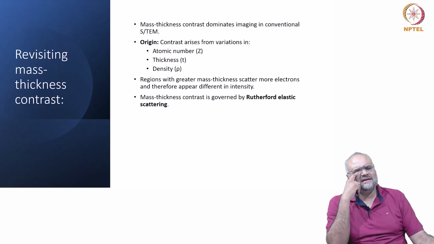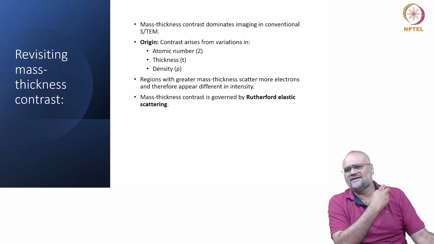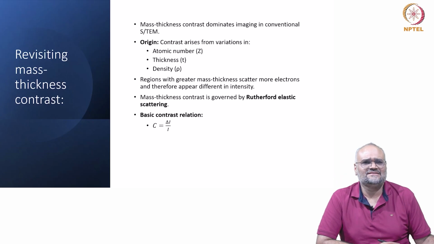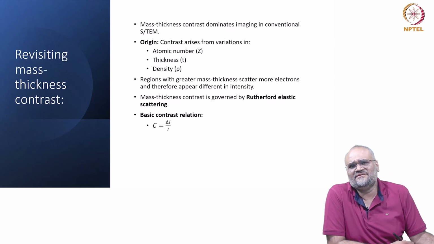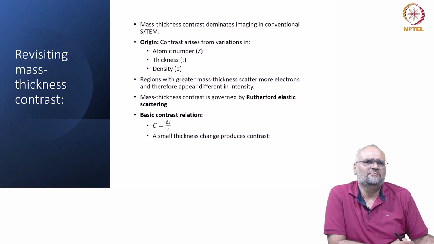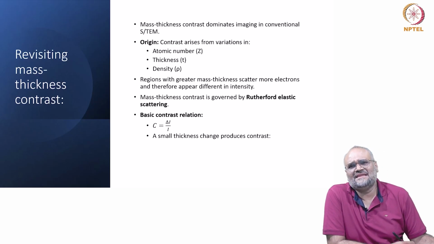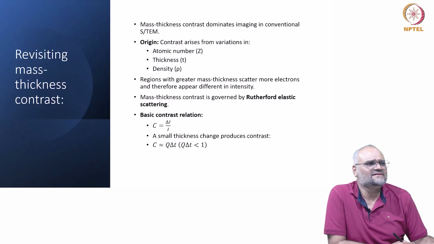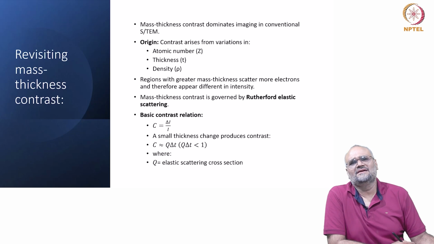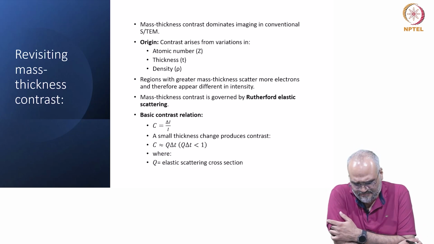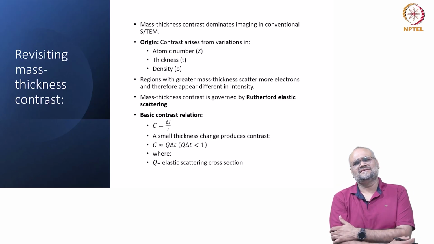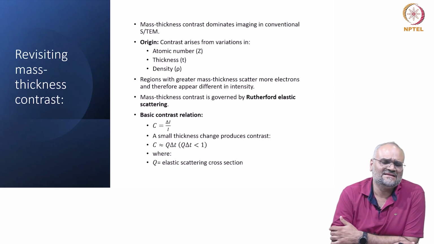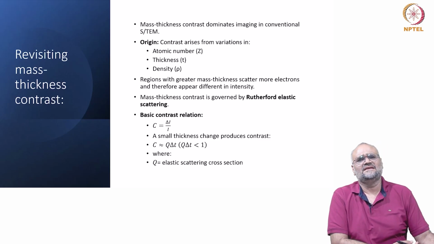You have the probability of scattering, which is called the scattering cross section, and the basic contrast relation can be written as: if I have contrast as C, and delta I is the difference in the intensity versus I being the background intensity, the small thickness change or the mass change produces the contrast, and it is a function of this particular variable, the elastic scattering cross section. You can write it as sigma or you write it as q. The whole idea is, when I have a variation in the mass and the thickness, there is a change in the intensity and it is reflected in the image.